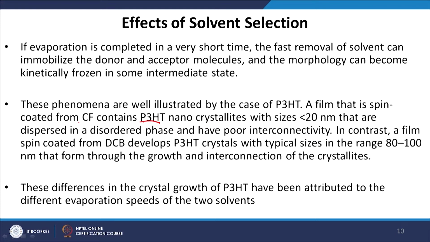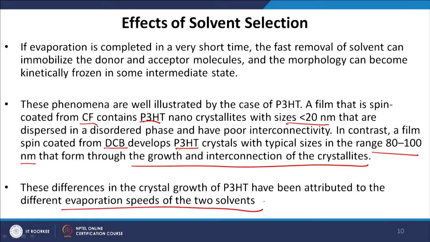If we spin coat the material from chloroform, we get a crystallite size less than 20 nanometer, but if we use the same material from a DCB, or dichlorobenzene, solvent, we usually get a crystallite size of 80 to 100 nanometers. And that is because of the growth and interconnection of the crystallites. This difference in the crystal growth of P3HT has been attributed to the different evaporation speeds of the two solvents.